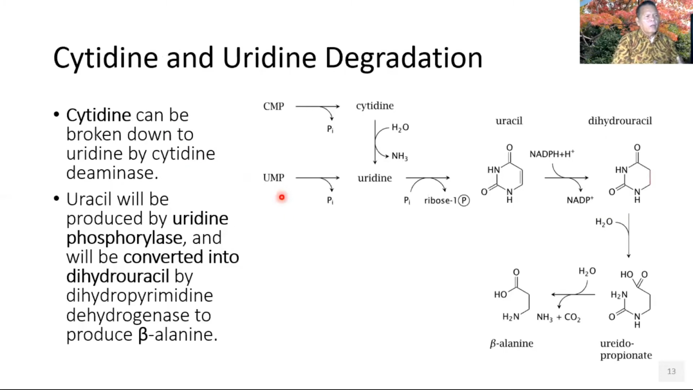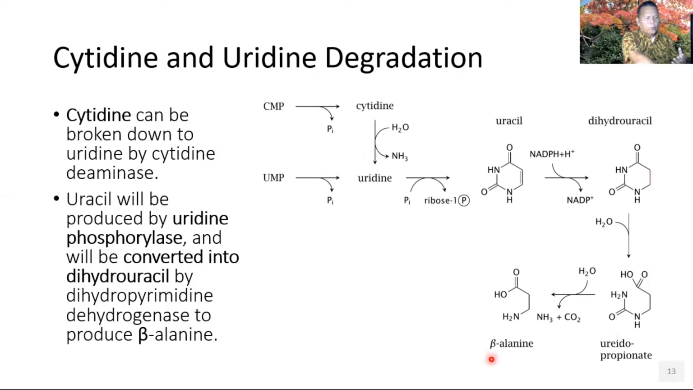Then let's see now cytidine and uridine degradation. In discussing the cytidine and uridine degradation, we can see that cytidine can be broken down to uridine by cytidine deaminase. Uracil will be produced by uridine phosphorylase and will be converted into dihydrouracil by dihydropyrimidine dehydrogenase to produce beta-alanine.